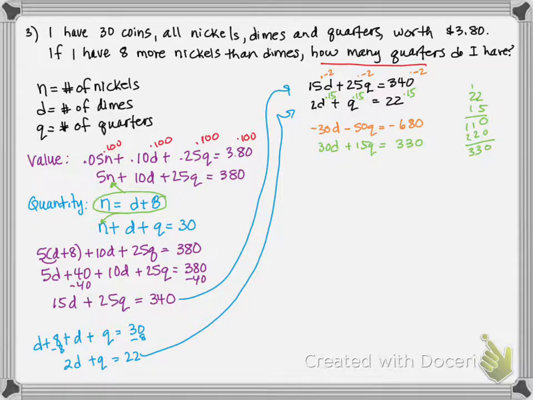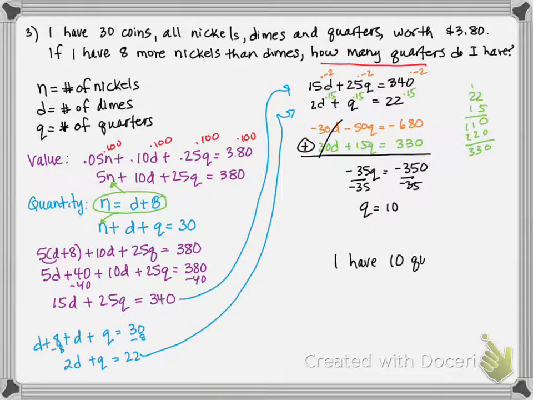Then I'm going to add those two equations together. The D's eliminate. I get negative 35Q equals negative 350. So I'm going to divide by negative 35, and I get Q equals a positive 10. And that's the answer I'm looking for. So I have 10 quarters.